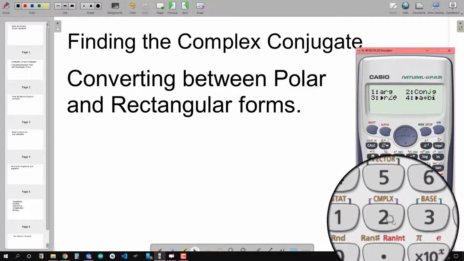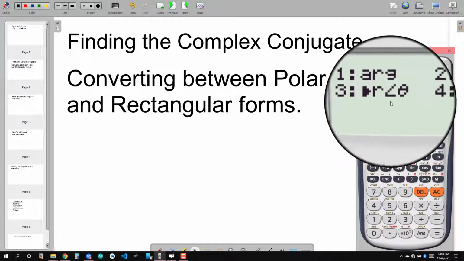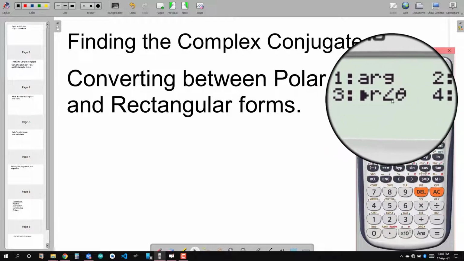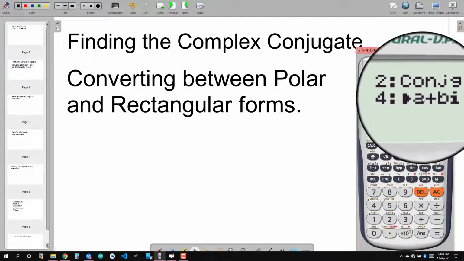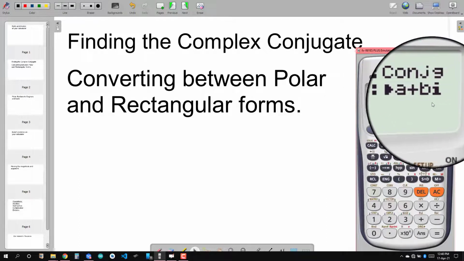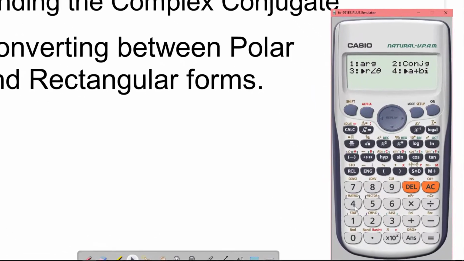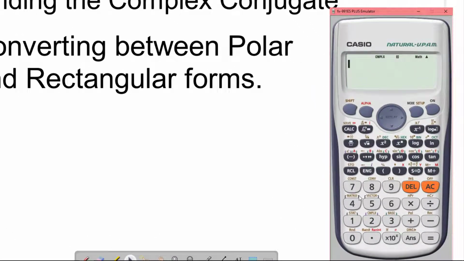So shift 2. We can see that there's 3 and 4. 3 has an arrow to r angle theta, and then 4 has an arrow to a plus bi. So 4 is converted to rectangular and 3 is converted to polar. So for any complex number we have, we still use our 4 plus 3i. We can simply go to shift.